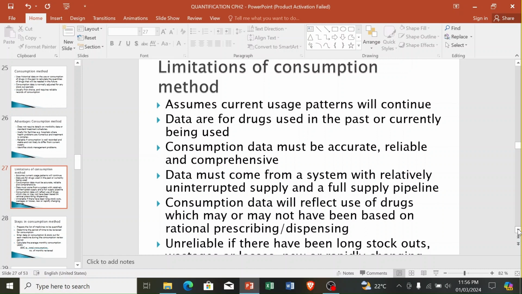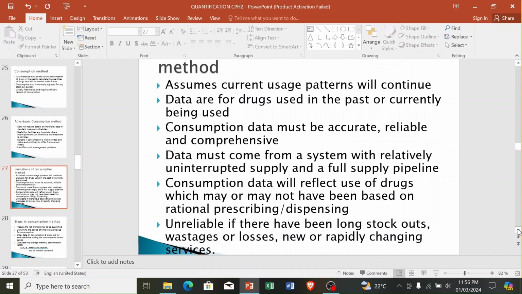However, if things are polished and training is given to health workers, things may change, and we shall have overstocked or understocked. So that becomes a disadvantage of consumption data. And then we say that it is unreliable if there have been long stockouts or wastages or losses, or new or rapidly changing services. In case of any of this, we shall have issues with whatever quantities we are looking at.